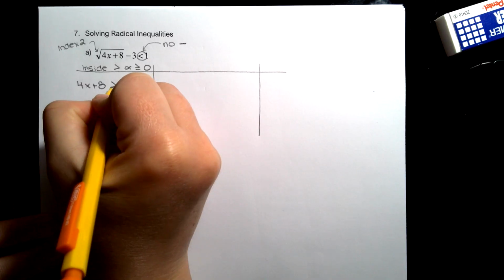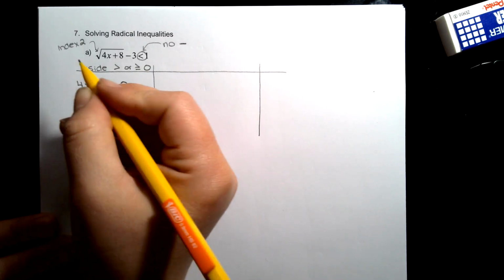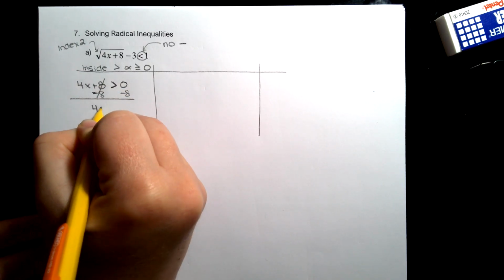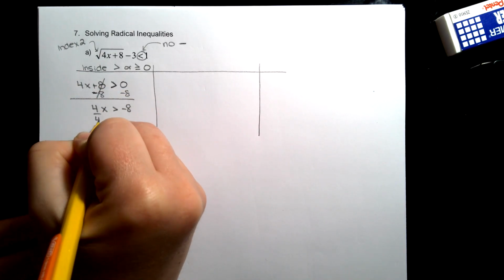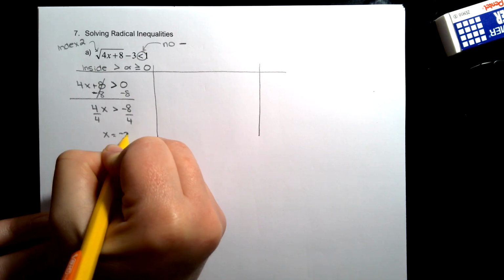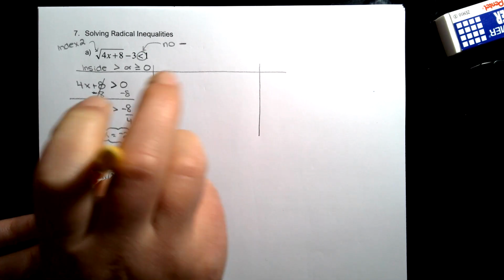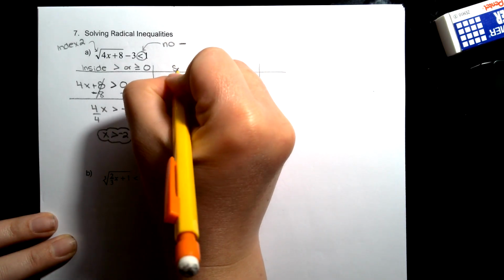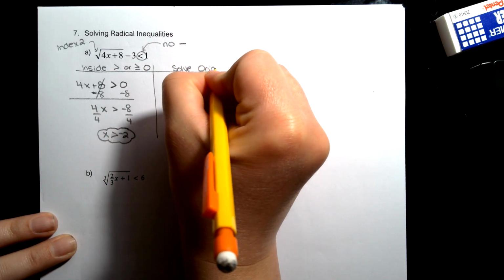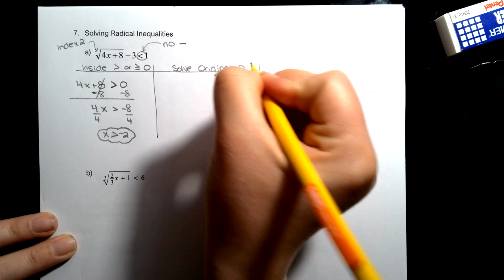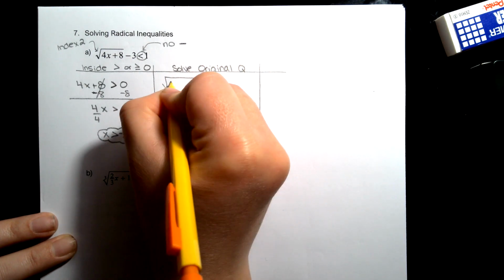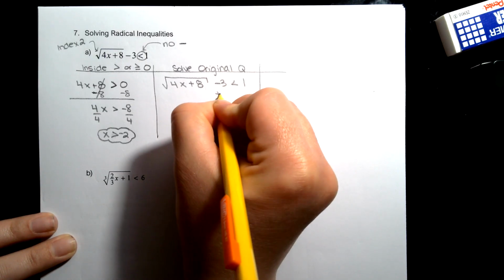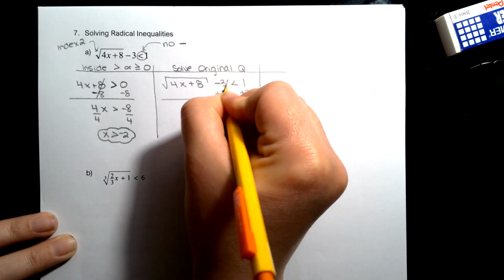So that means I'm going to set it greater than 0. We're going to solve. So, minus 8, divide by 4, divide by 4. Put that in a thinking bubble. It's not equal to. That is incorrect. We have a greater than. Next, we're going to solve the original. For the original question, we have the square root of 4x plus 8, minus 3, is less than 1. I'm going to add 3 to both sides, get rid of that.